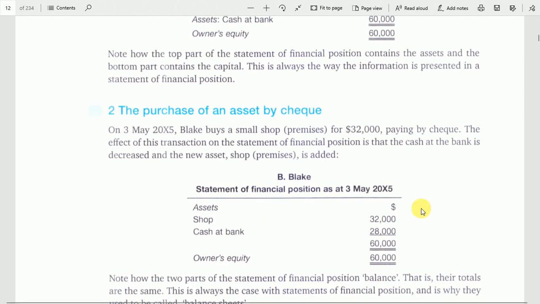You can also see this from the balance sheet over here as well. When you purchase an asset through the bank for rupees 32,000, it's going to add a shop, since you have purchased the asset for this amount, and it's going to add the value to the rest of the amount. The bank is reduced to 28 because you have already paid 32,000 to acquire the shop.